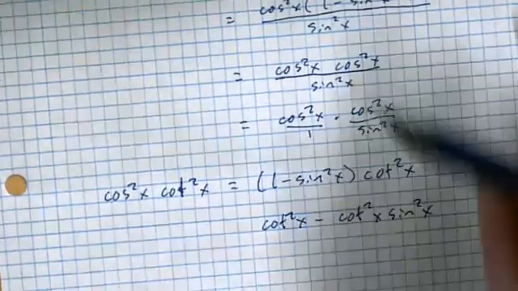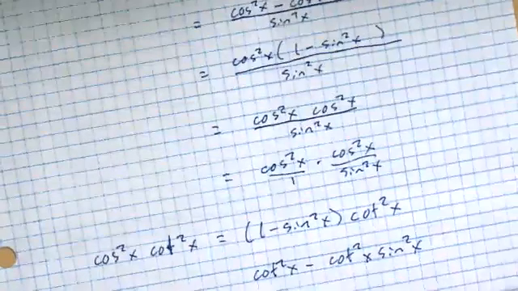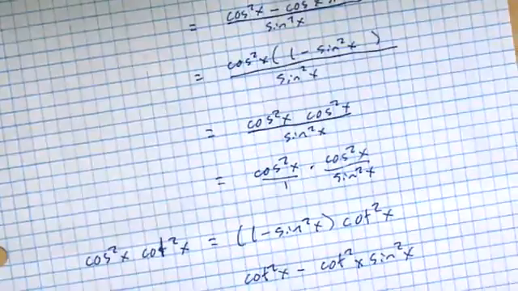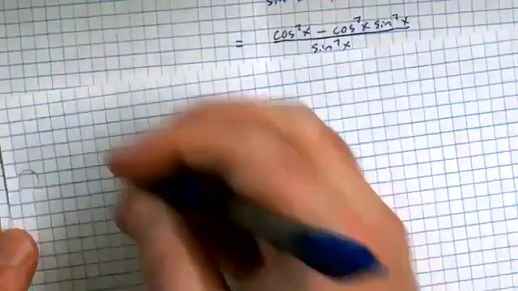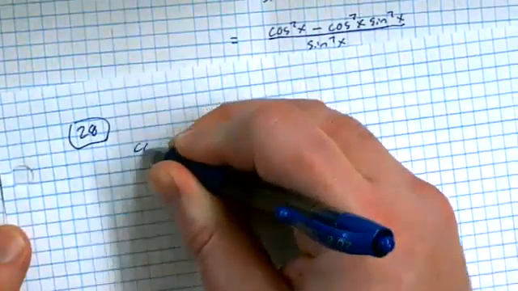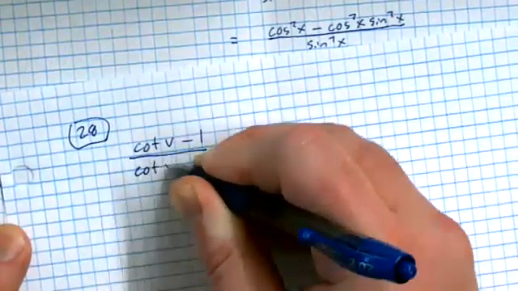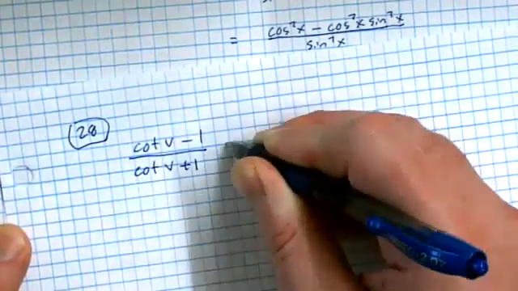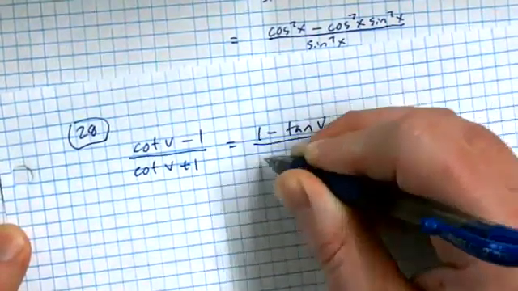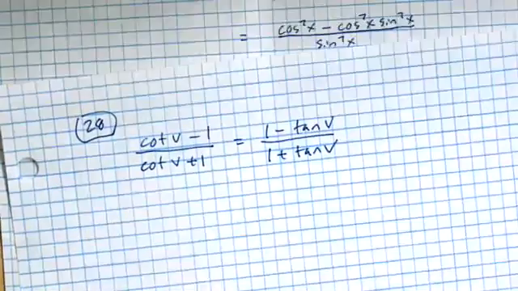All right, what else do you guys want to talk about? Which one? 28? 28. Ooh, that looks fun. Cotangent v minus 1 over cotangent v plus 1 equals 1 minus tangent v over 1 plus tangent v. That's interesting.